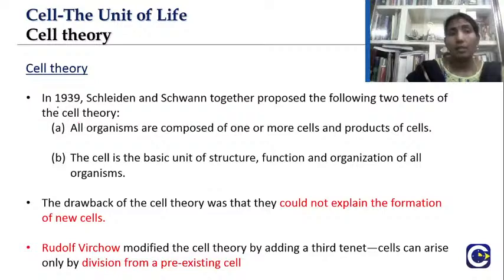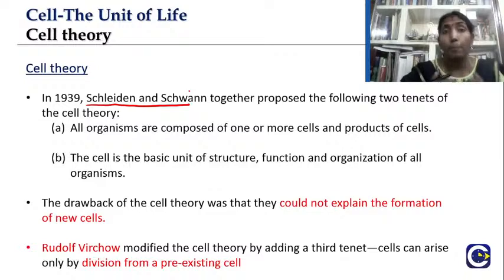So you can see that in 1839, Schleiden and Schwann together proposed the two tenets of the cell theory. My children, I assure you, the cell theory you are learning now, even when you enter your medical board, MBBS or any stream of medicine or any stream of biology, this theory is going to come throughout. So just know what are the two tenets that they've proposed. All organisms are composed of one or more cells and products of cells, which I told earlier. The cell is the basic unit of structure, function, and organization of all organisms.